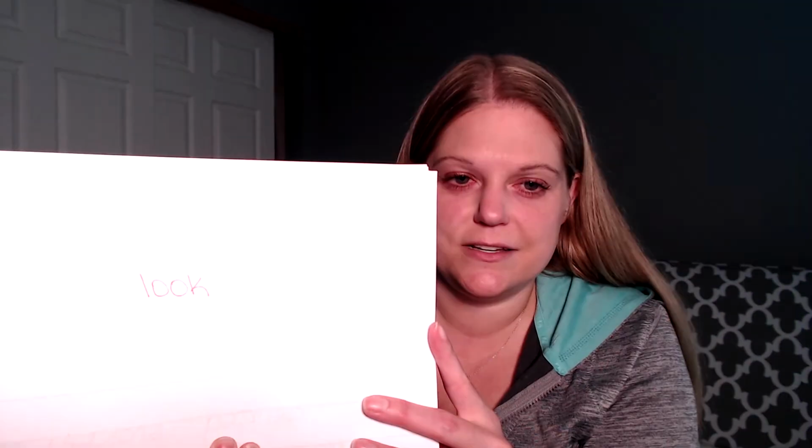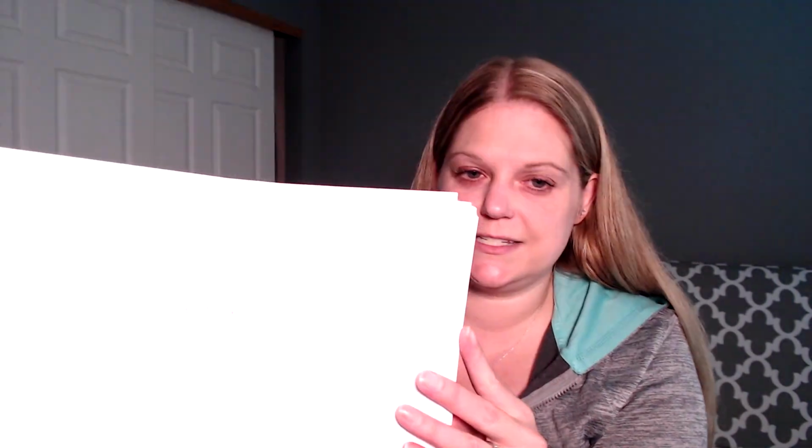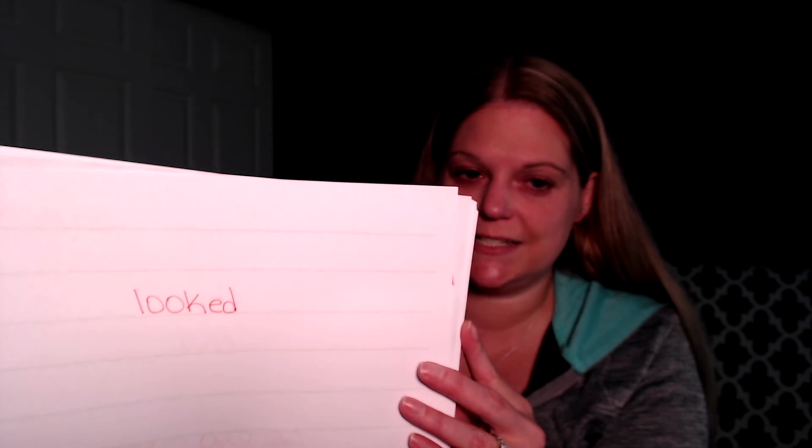All right, before we begin, we worked on that word looked at the beginning of this lesson. So on your practice page, the white sheet, let's write the word looked and check. Here's the word look. How do I turn that into looked? What two letters go at the end? Yes, E-D, looked. All right, back to our lines.